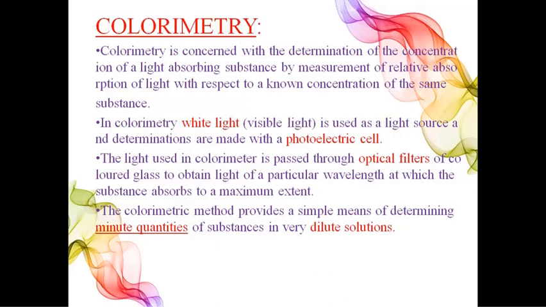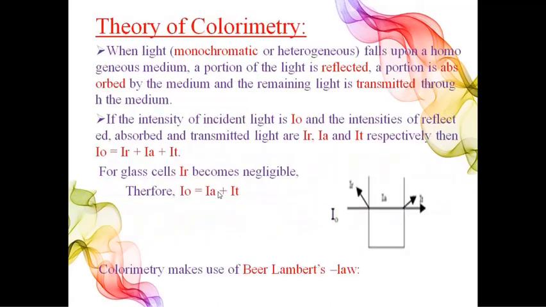relative absorbance of light. In colorimetry, white light is used as the light source and determinations are made with the help of a photocell. The light used in a colorimeter is passed through the optical filter of colored glass to obtain a particular wavelength at which the substance absorbs to its maximum extent. This method is particularly helpful in determining minute quantities of substances even in very dilute solutions.